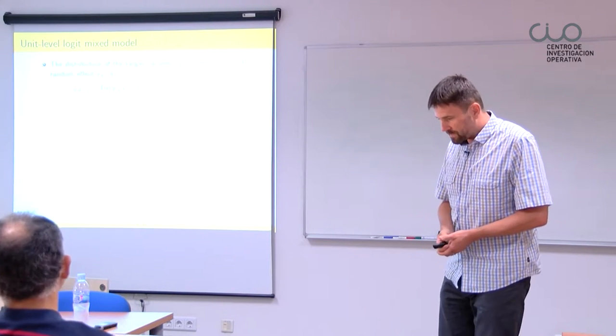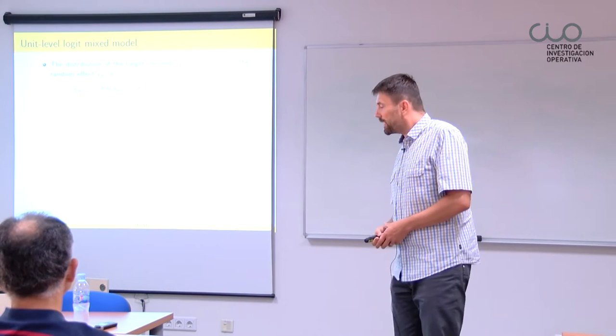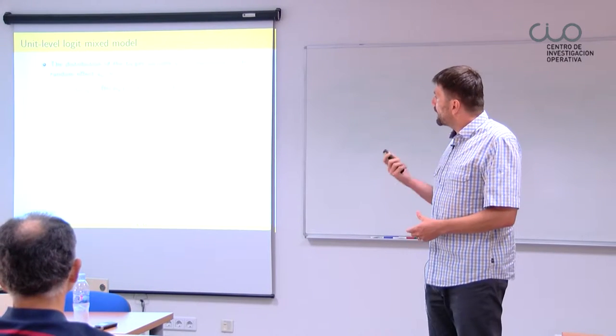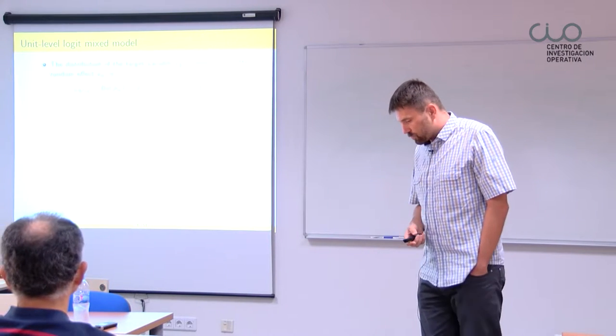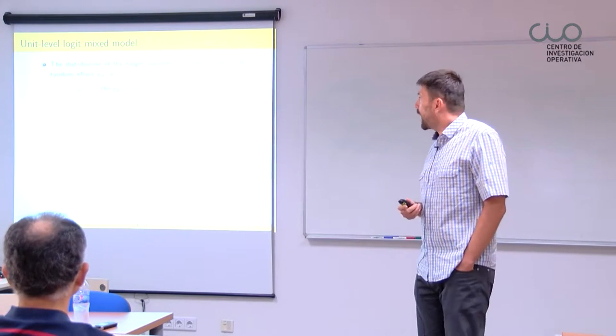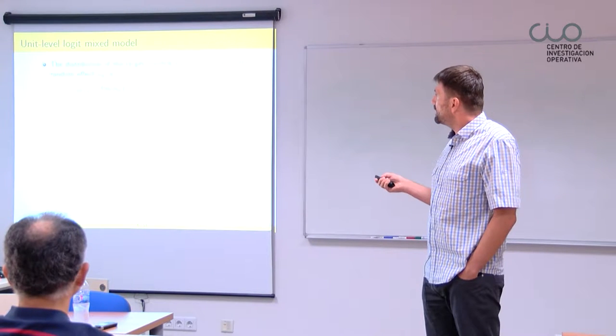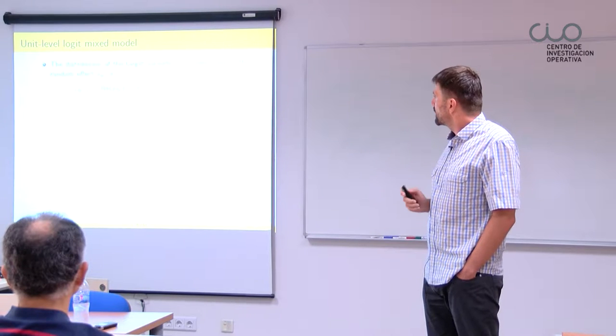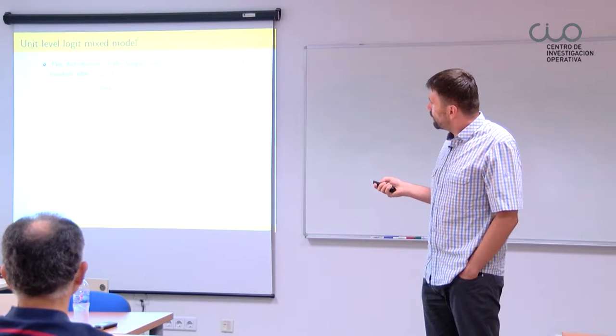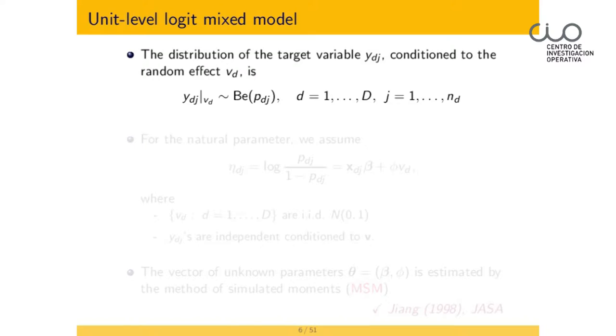So this is the introduction, what we want to estimate. This is the start of the unit level part, and let us start with the first model. As our aim is to estimate a proportion, our variable of interest, y, is binomial, so it can have only the value 0 or 1. Our assumption of the model is that the variable y of individual j in area d, conditional on some random effect, is Bernoulli distributed with some probability p_dj.